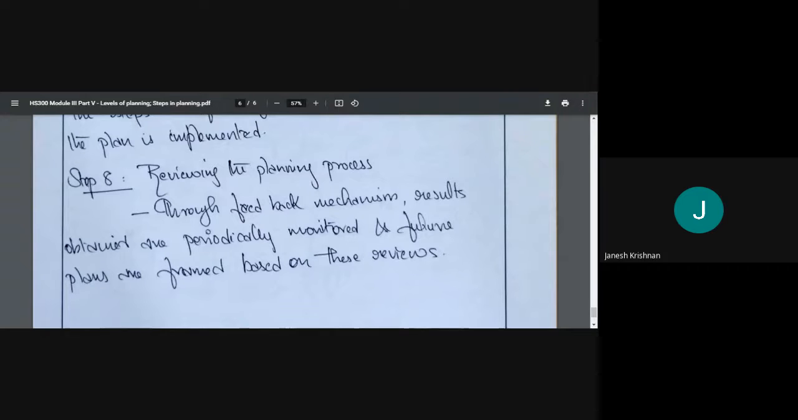Also, a question might come as write a note on the planning premises, or write a note on forecasting, or how reviewing the planning process helps. The question might come as an essay or a short answer type.